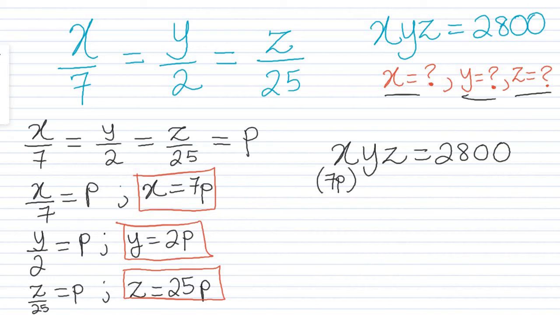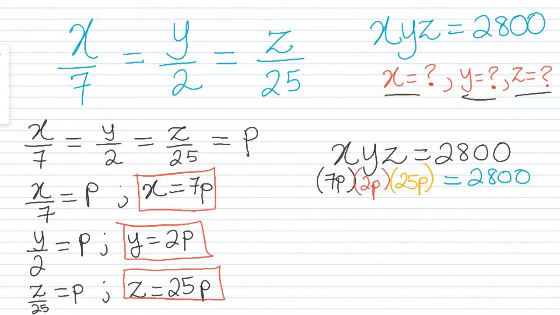We're going to change colors now. For y, we're going to put 2p. And then for z, we're going to change colors again. For z, we're going to put 25p. All of this information here equals 2800. So I'm going to switch back to the color black now.